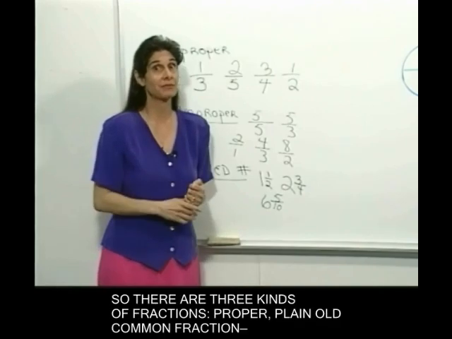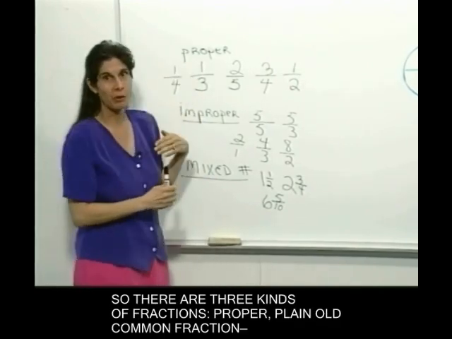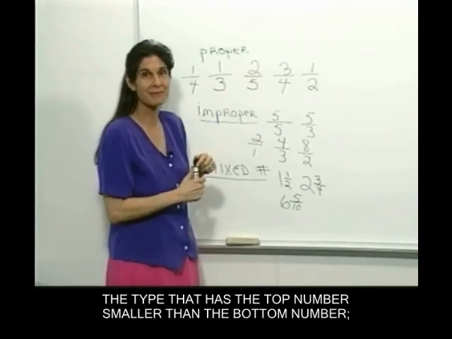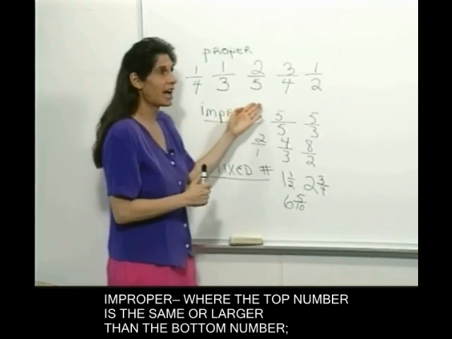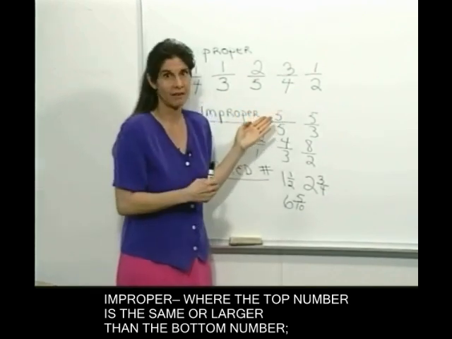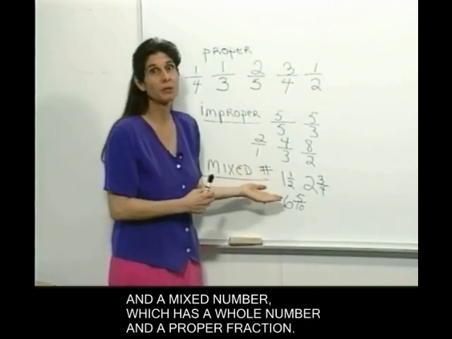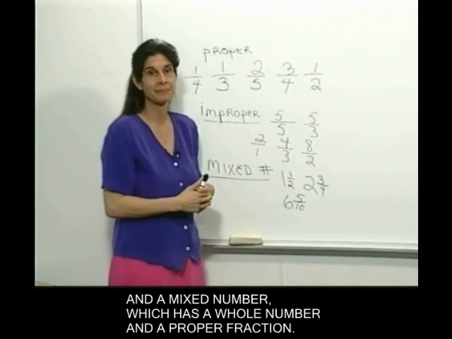So there are 3 kinds of fractions. Proper, plain old common fraction, the type that has the top number smaller than the bottom number. Improper, where the top number is the same or larger than the bottom number. Or a mixed number, which has a whole number and a proper fraction.